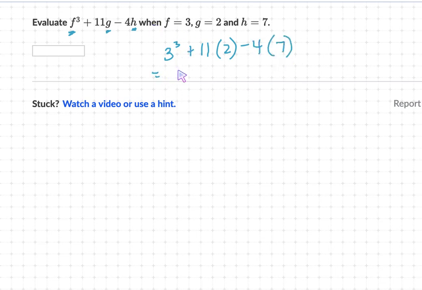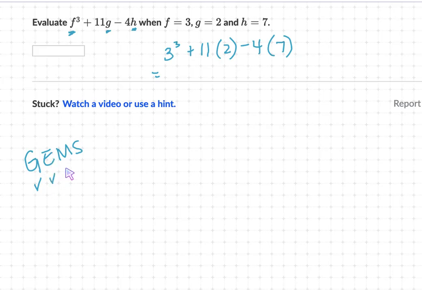And then I'm going to use my order of operations. So I'm going to write down GEMS here. I'm going to start with my groupings. I do have parentheses, but they actually represent multiplication, so I don't actually have parentheses. There's nothing inside the parentheses for me to do. So I'm going to skip the G.